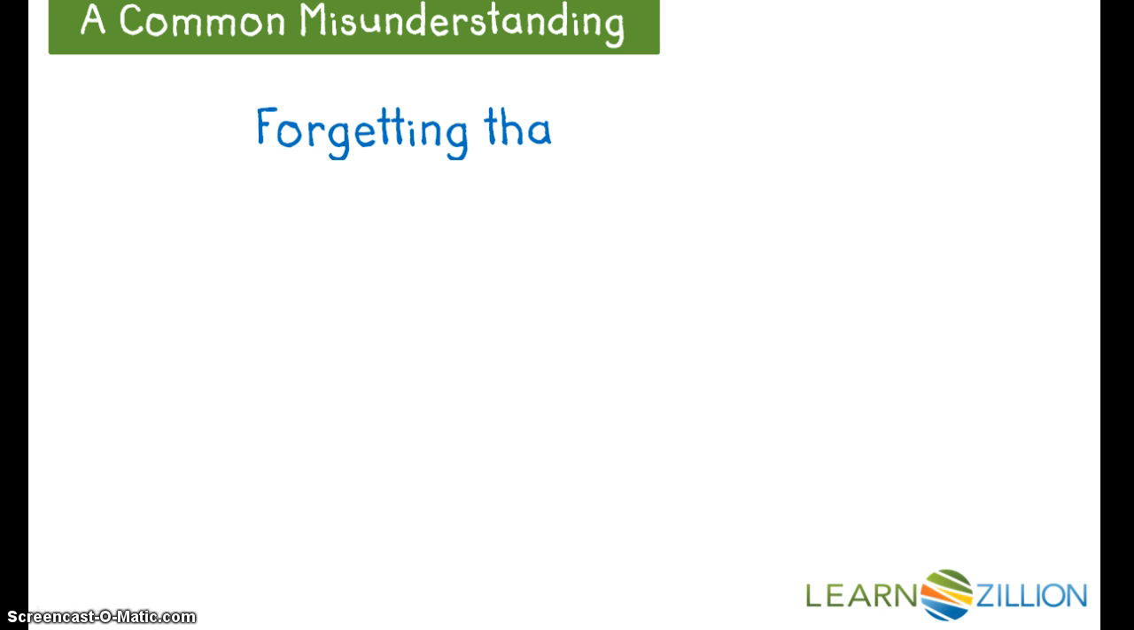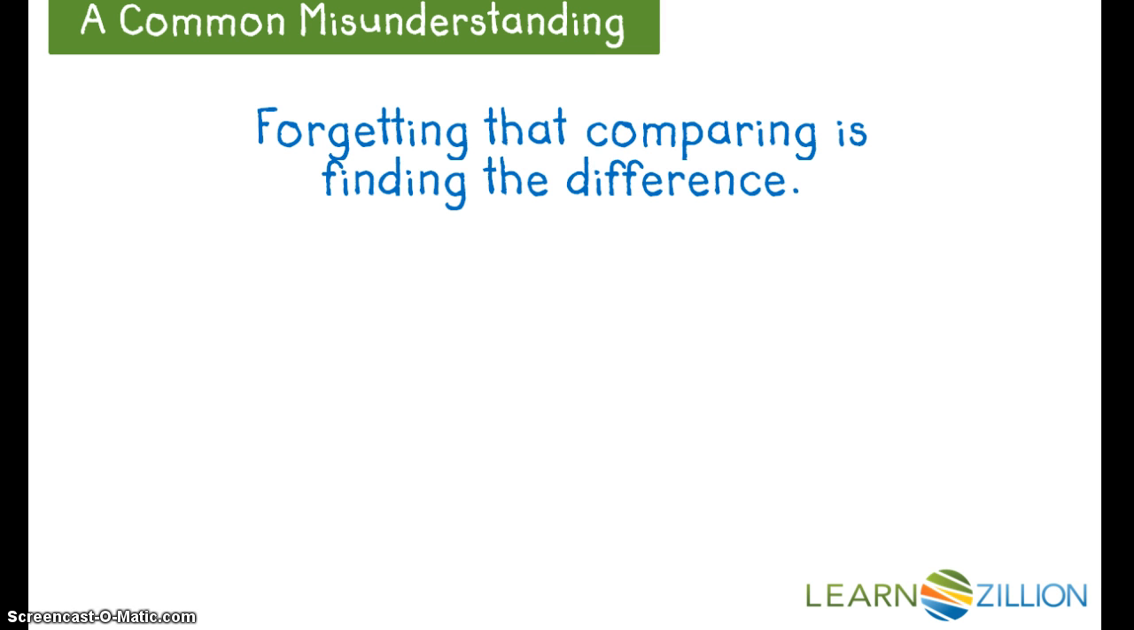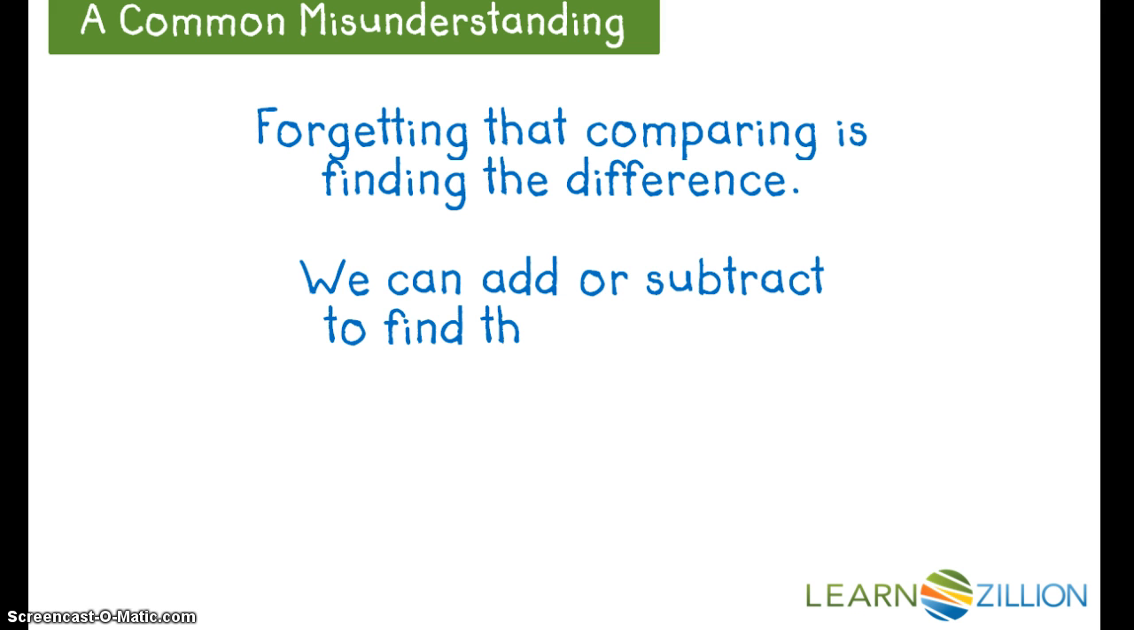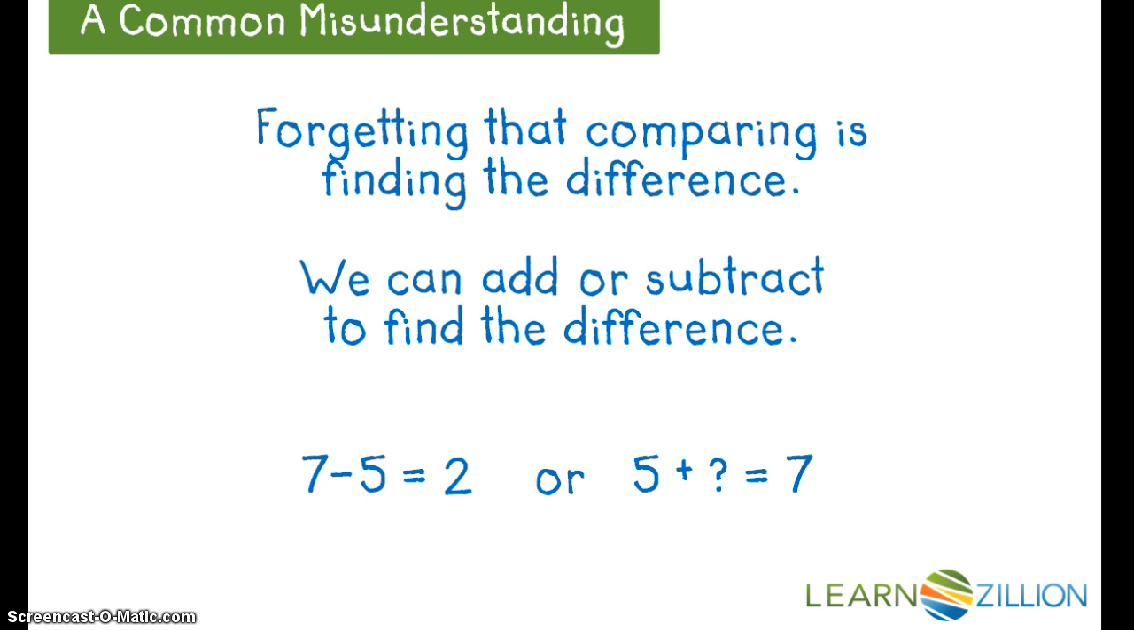A common misunderstanding: forgetting that comparing is finding the difference. We can add or subtract to find the difference. For example, 7 minus 5 equals 2, or I can think of it like 5 plus what number equals 7. If I start at 5 and count up to 7, 5, 6, 7, I still get the answer of 2.